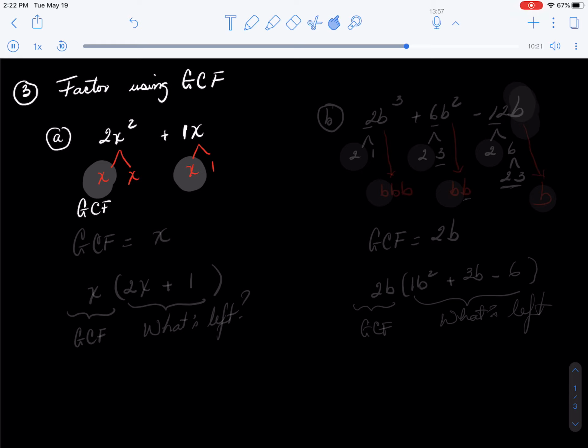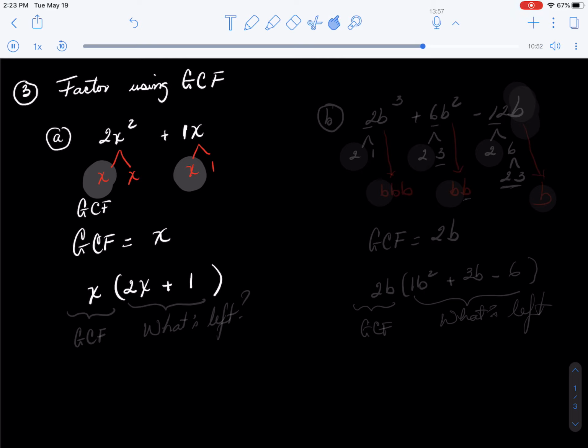So the GCF in this case is x. I'm going to take it out, and put the parentheses. From the 2x squared, I took x out already, so I should have a 2. And then I have another x. The sign stays the same. From the 1x, I took the x out already, so what's left is a 1.